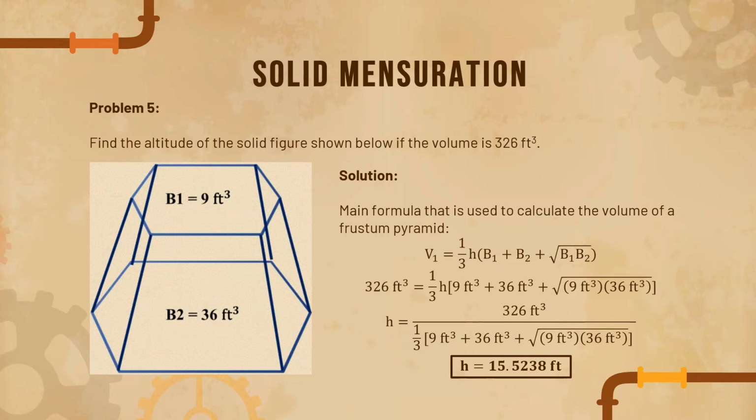Substituting the values, we now have 326 feet cubed is equal to 1/3 times h times the sum of 9 feet cubed, 36 feet cubed, and the square root of the product of 9 feet cubed and 36 feet cubed. And then we now get the value of the altitude of the solid figure, and that is 15.5238 feet.